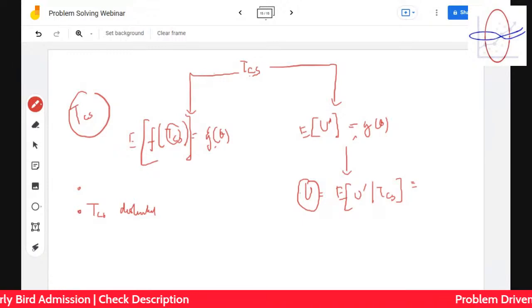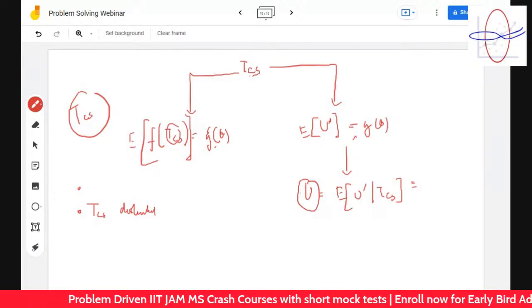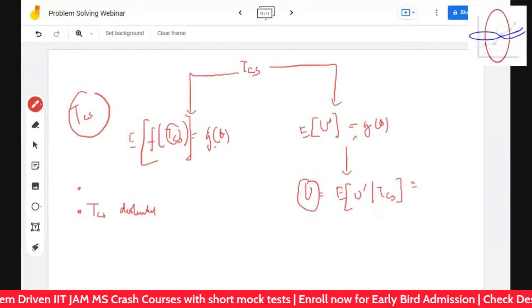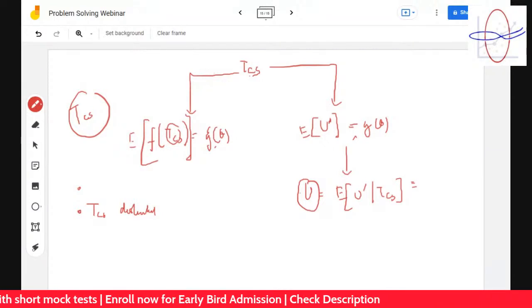Better than before. I've given you all the algorithms to solve sufficiency, completeness, UMVUE. These three are important, right? I've given you all the algorithms to find them out. So that's it. Write it down in your cheat sheet and be prepared for the mock tests for statistics and all the others. So all the best, guys, and I will see you in the next class.